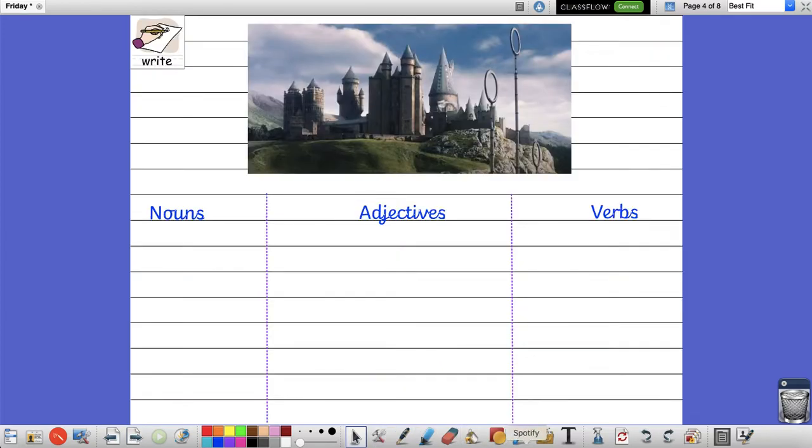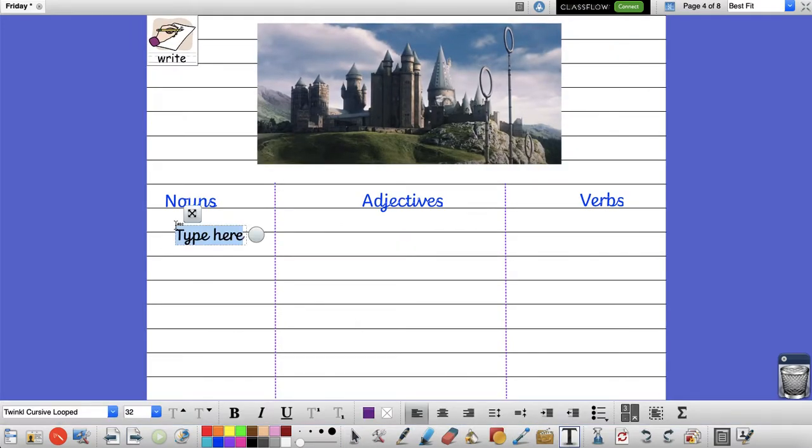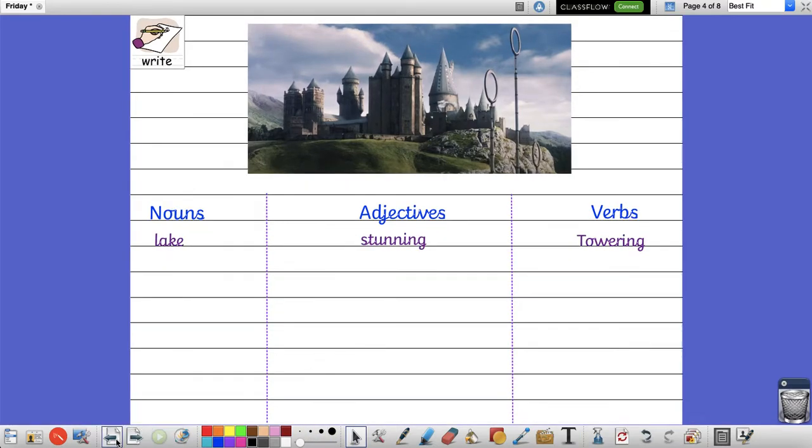Okay, so it could be, for nouns, you write something down like the word lake. You might write the word stunning for an adjective, and you might write the word towering for a verb. These are just 3 words that I've chosen randomly as I've watched the video. I would like you to make a list of other nouns that you see, other adjectives and other verbs as you watch it. It will help you with today's work. So pause the video here, go and have a watch of the video and then come back when you are ready.